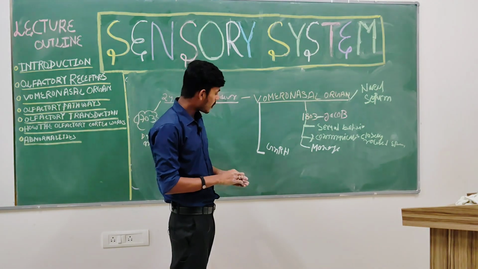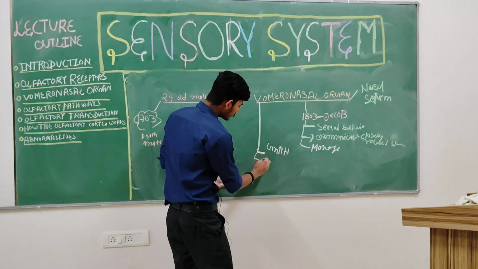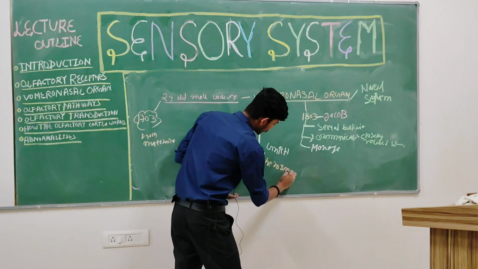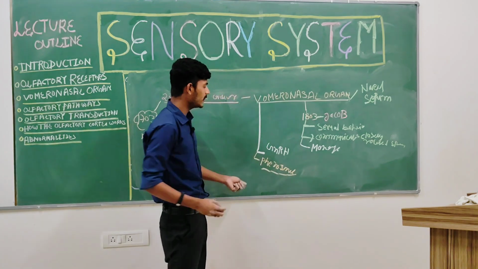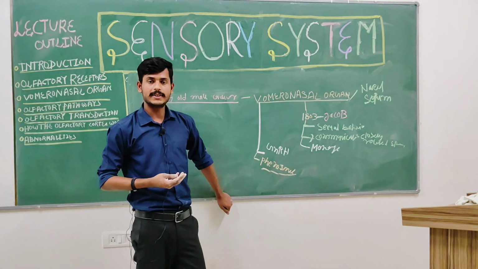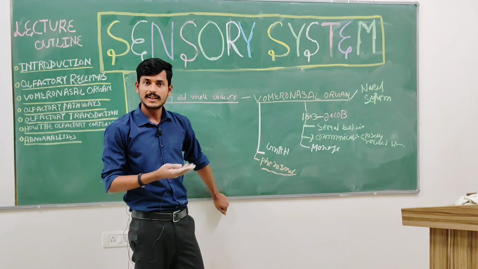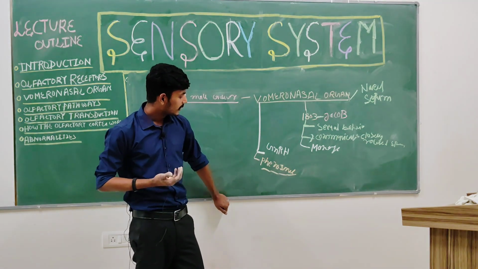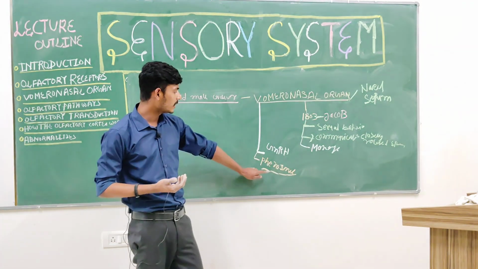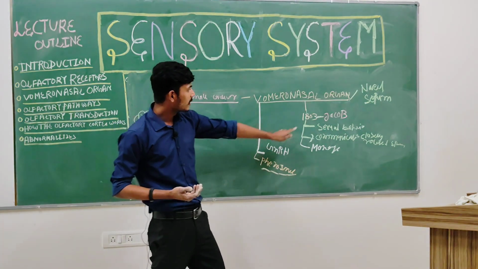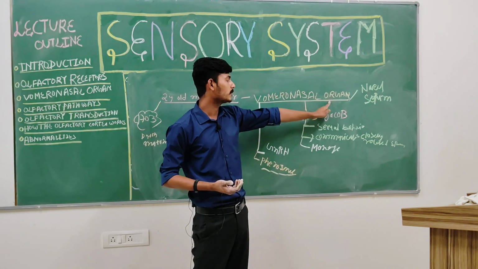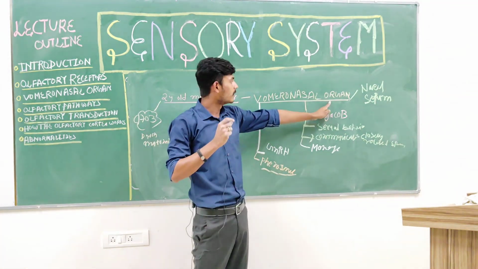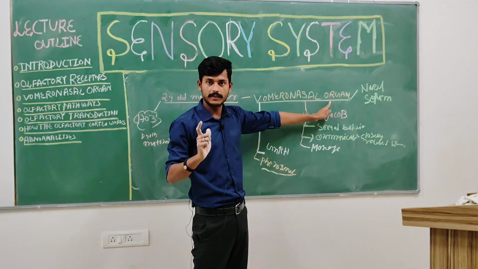The second thing is the research on pheromones. These pheromones are basically secreted by the human apocrine glands, like the armpits. Armpits secrete some secretions; these are called pheromones. These pheromones are detected by this vomeronasal organ, and they affect the major parts in the brain.